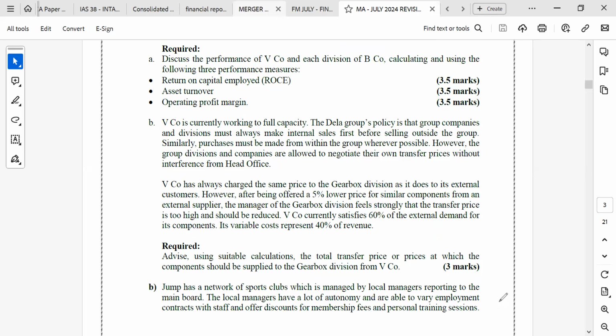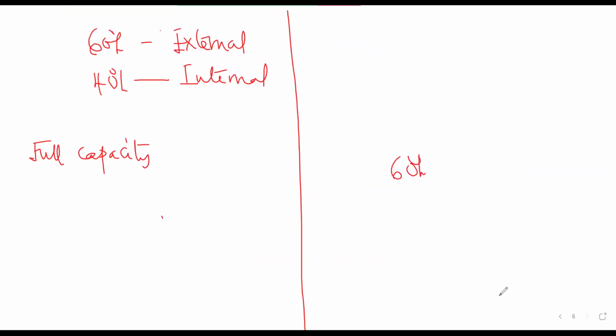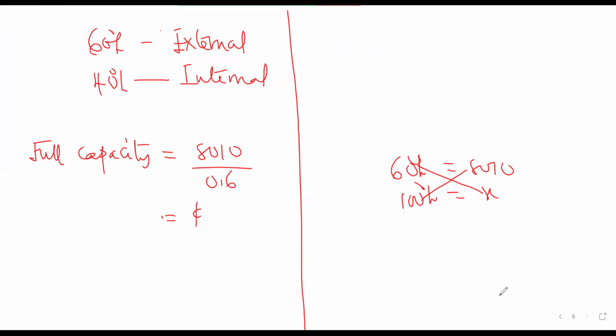If 60% is equal to 8010, what will be 100%? We don't know, so you find that. So 100% will be 8010 divided by 0.6. Am I correct? Yes. Okay, 13,350.